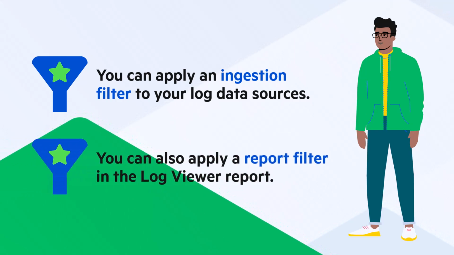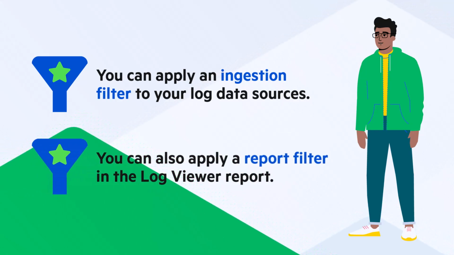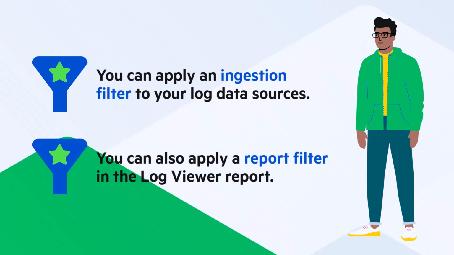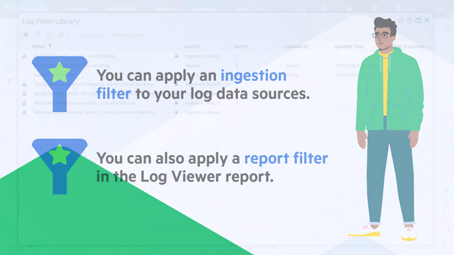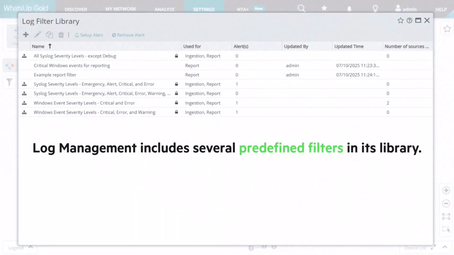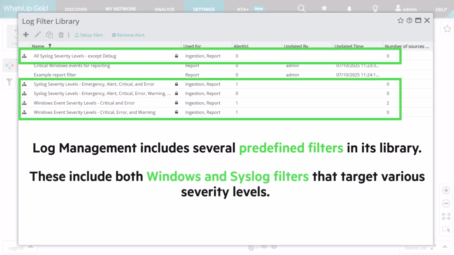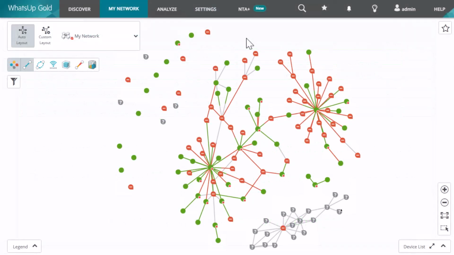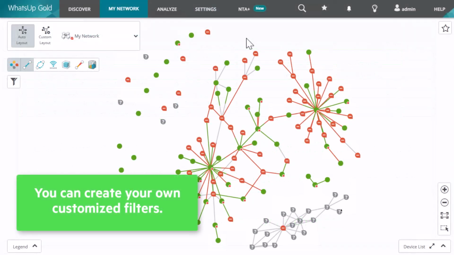You may also apply a report filter in the Log Viewer report to further refine the log data that appears on the report. Log management includes several predefined filters in its library. These include both Windows and syslog filters that target various severity levels. These built-in filters cannot be changed. However, you can create your own customized filters.